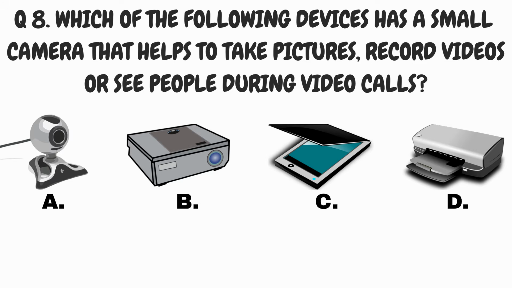Which of the following devices has a small camera that helps to take pictures, record videos or see people during video calls? A. Webcam, B. Projector, C. Scanner or D. Printer? The answer is A. Webcam.